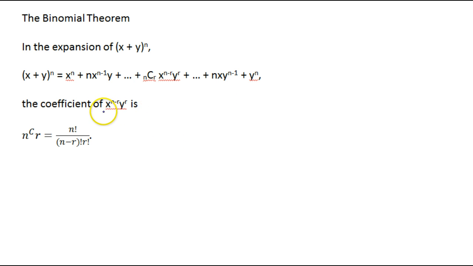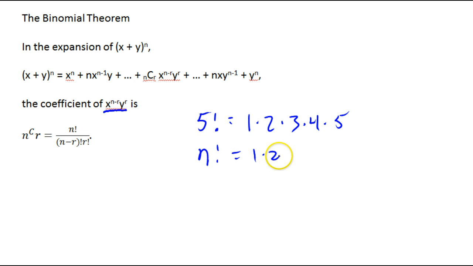The coefficient of x to the n minus r power times y to the r power is n choose r, which works out to n factorial over n minus r factorial times r factorial. What's a factorial? Well, 5 factorial means you go 1 times 2 times 3 times 4 times 5. So n factorial would be 1 times 2 times 3 times 4, all the way up to however big n is. Okay? Fortunately, our calculator can do that for us.